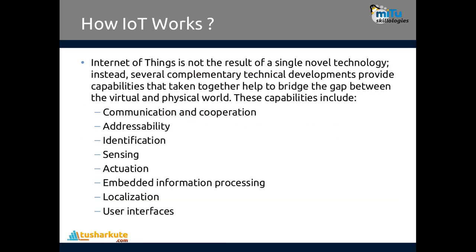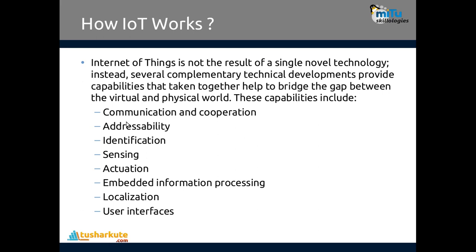Now, how does it work basically? IoT is not the result of a single novel technology. Instead, several complementary technical developments provide capabilities that, taken together, help to bridge the gap between the virtual and the physical world. These capabilities are: communication and cooperation, addressability, identification, sensing, actuation, embedding, information processing, localization, and user interfaces. Now, let's go one by one through how IoT actually works.